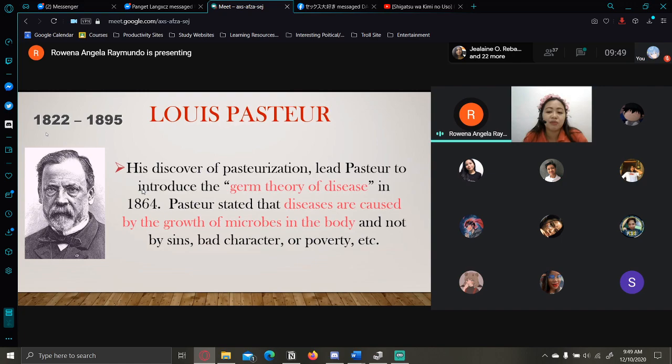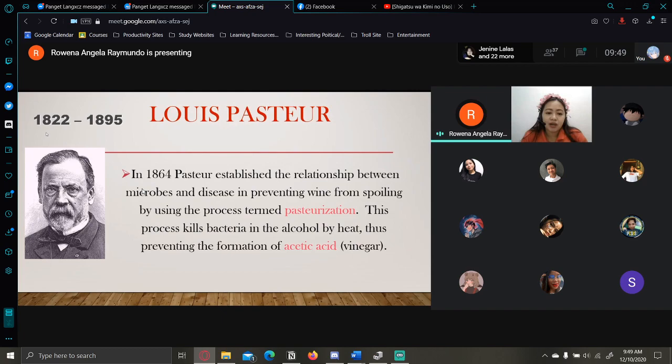He established the relationship between microbes and diseases in preventing wine from spoiling by using the process termed pasteurization. This process kills bacteria in the alcohol by heat, thus preventing the formation of acetic acid or vinegar. So also sa wine, pinapasteurize din ang wine para hindi siya masira. Okay?